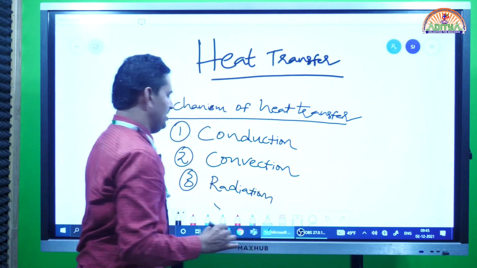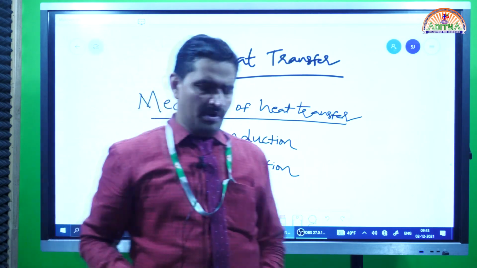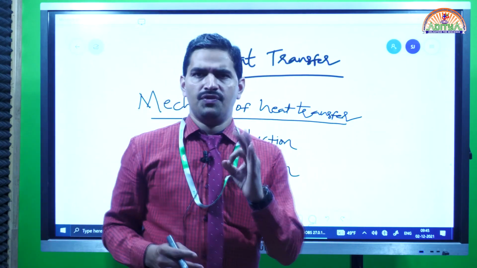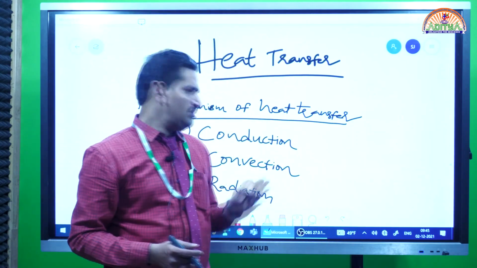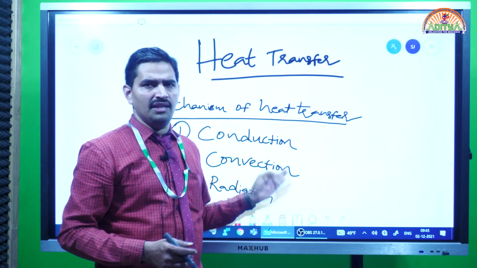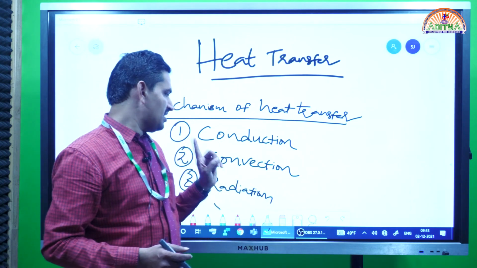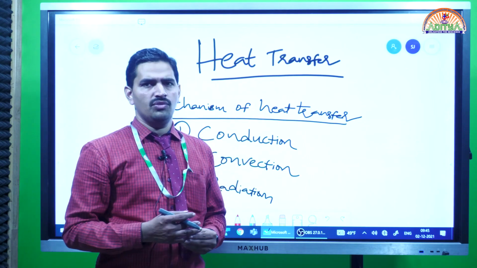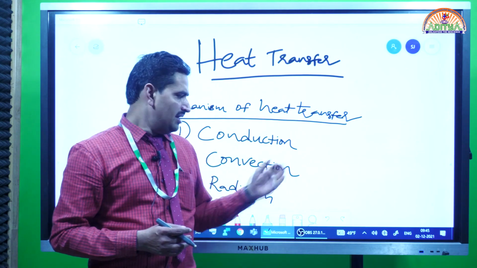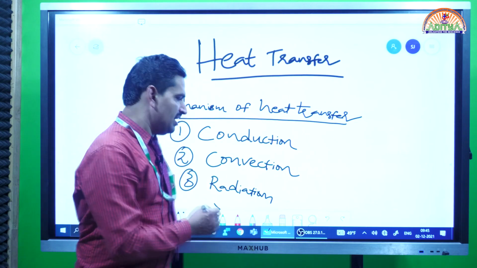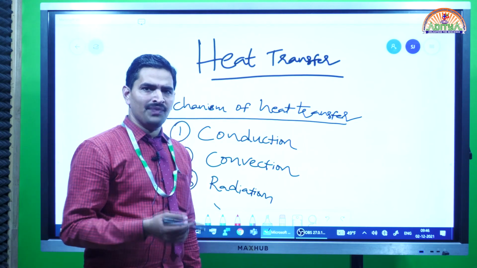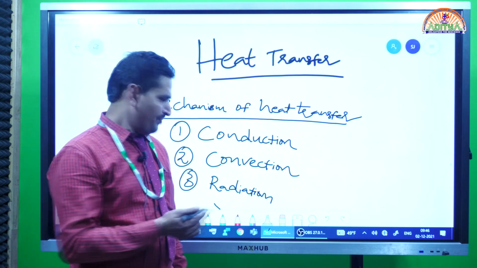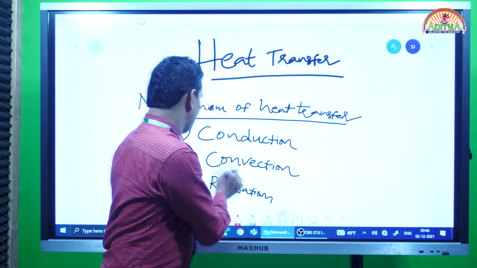So heat transfers from the high temperature zone to the low temperature zone by means of three mechanisms. What are those? Conduction, convection, as well as radiation are the three mechanisms by which heat is going to be transferred. So let us discuss them individually. That means, what do we mean by conduction, what do we mean by convection, and what do we mean by radiation. Let us discuss.